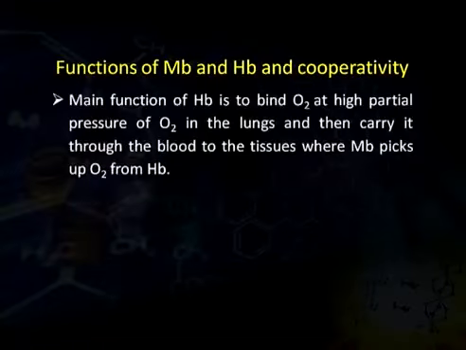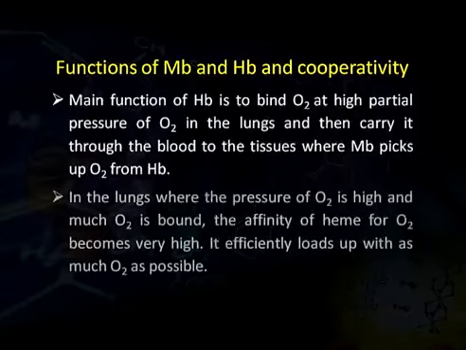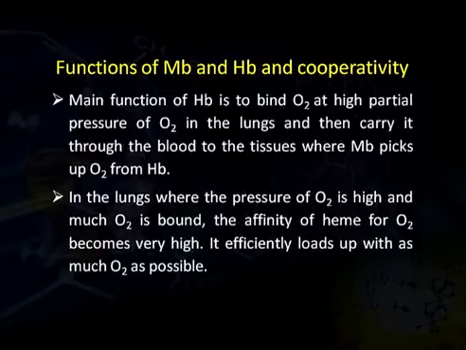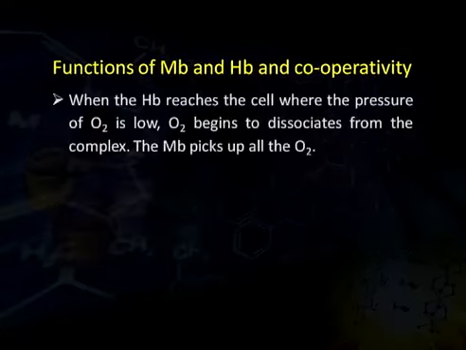Functions of myoglobin, hemoglobin and cooperativity. The main function of hemoglobin is to bind oxygen at high partial pressure of oxygen in the lungs and then carry it through the blood to the tissues where myoglobin picks up oxygen from hemoglobin. In the lungs, where the pressure of oxygen is high and much oxygen is bound, the affinity of heme for oxygen becomes very high. It effectively loads up with as much oxygen as possible. When the hemoglobin reaches the cell where the pressure of oxygen is low, oxygen begins to dissociate from the complex, and now the myoglobin picks up all the oxygen.